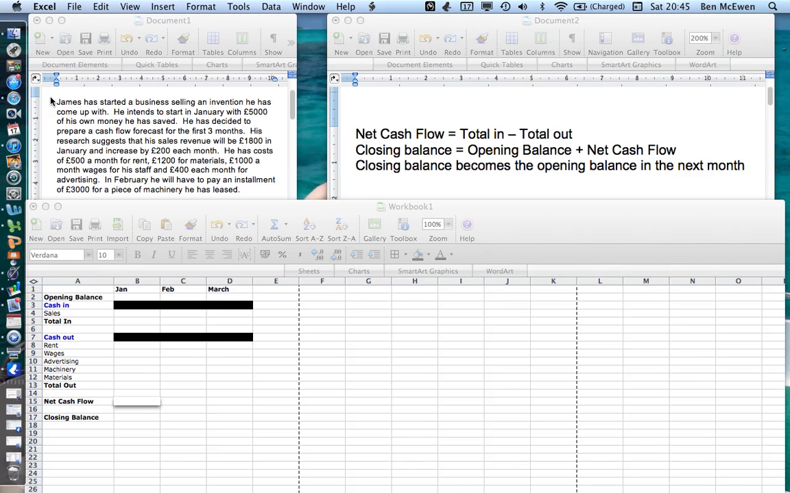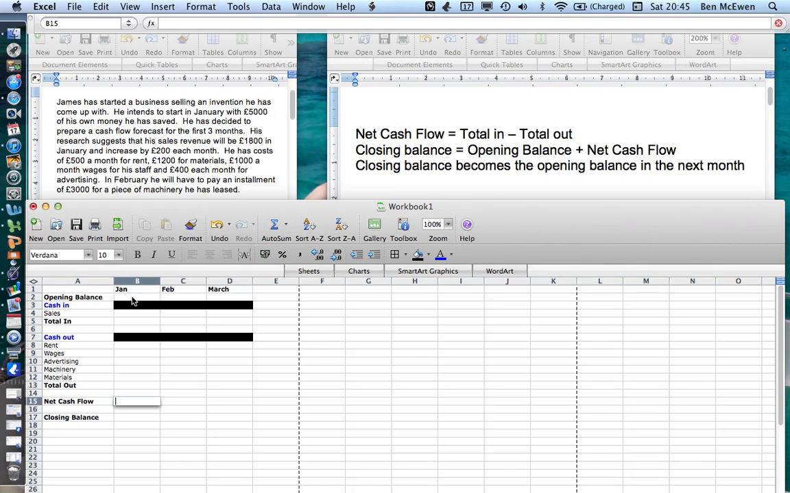So James has started up a business selling an invention he has come up with. He intends to start in January with £5,000 of his own money he has saved. So we can take it as read that the £5,000 is the opening balance. That's what he's got in the bank. He has decided to prepare a cash flow forecast for the first 3 months.